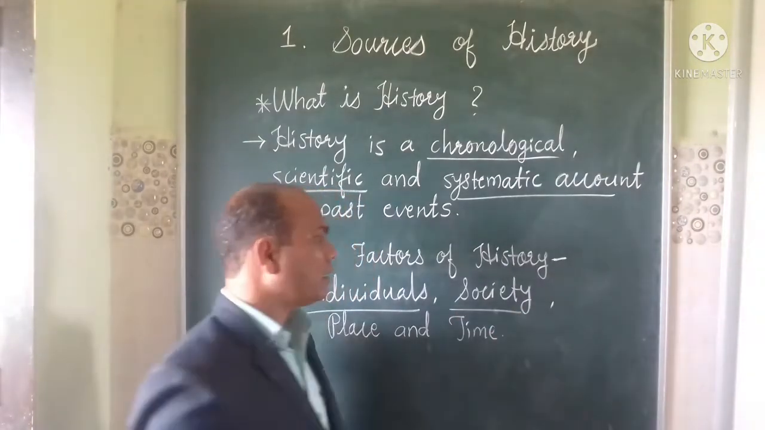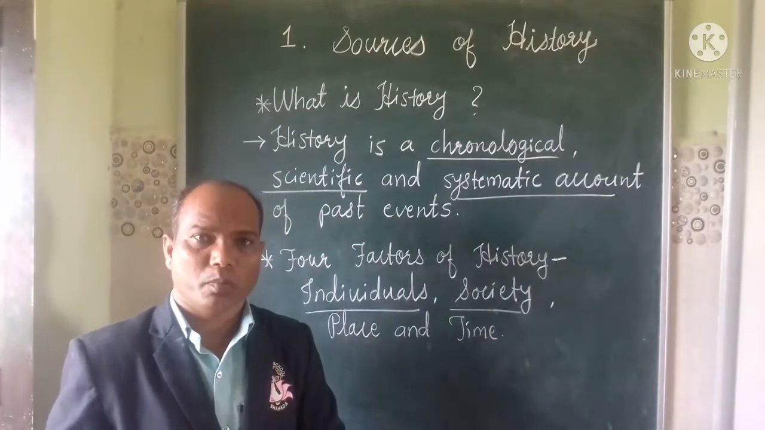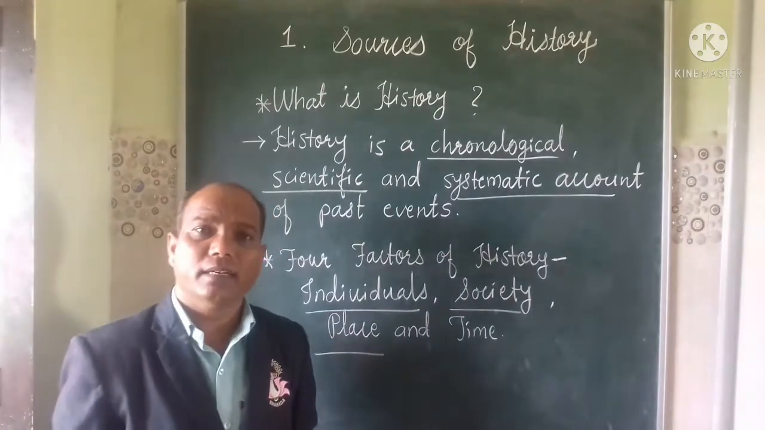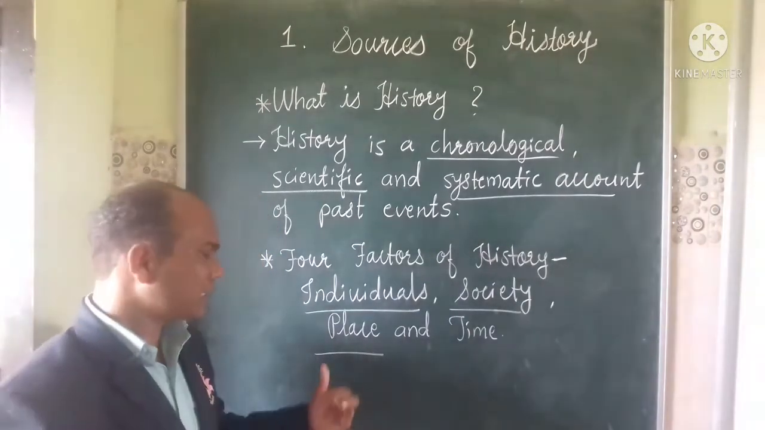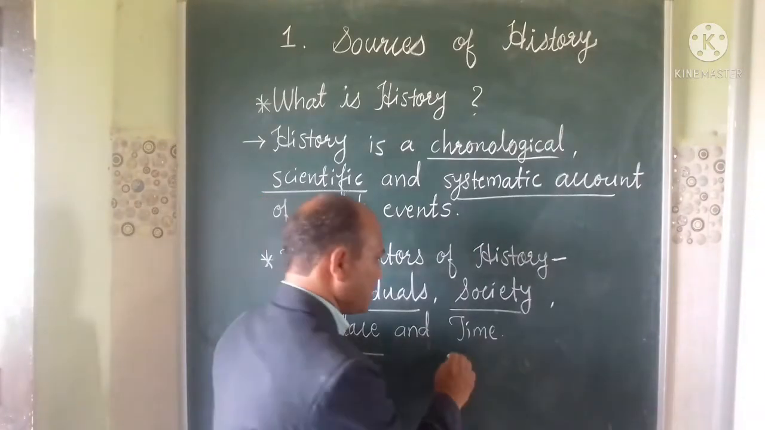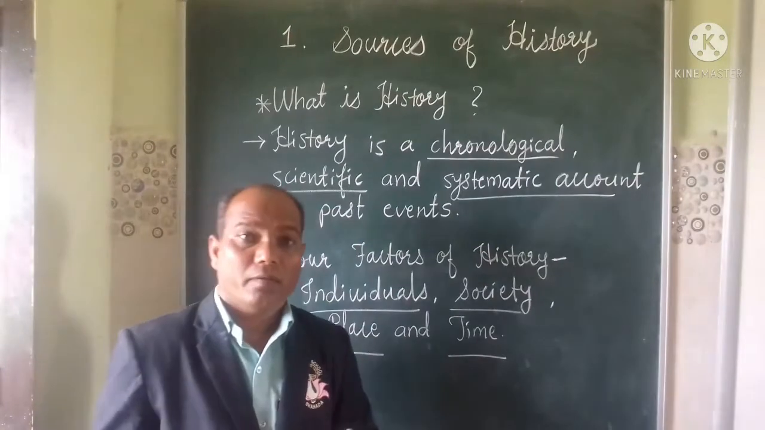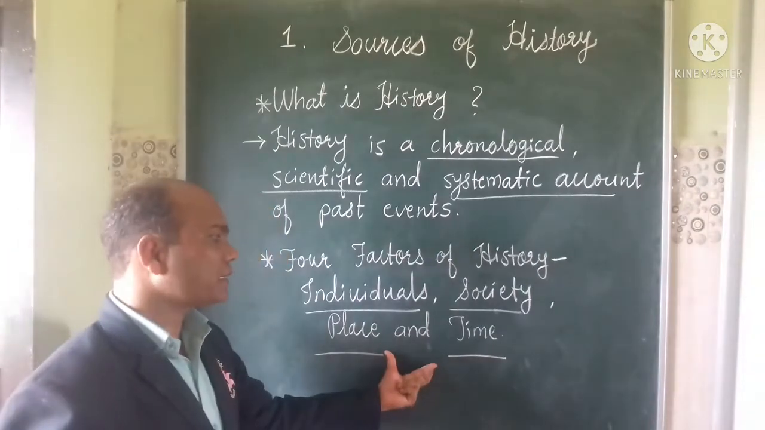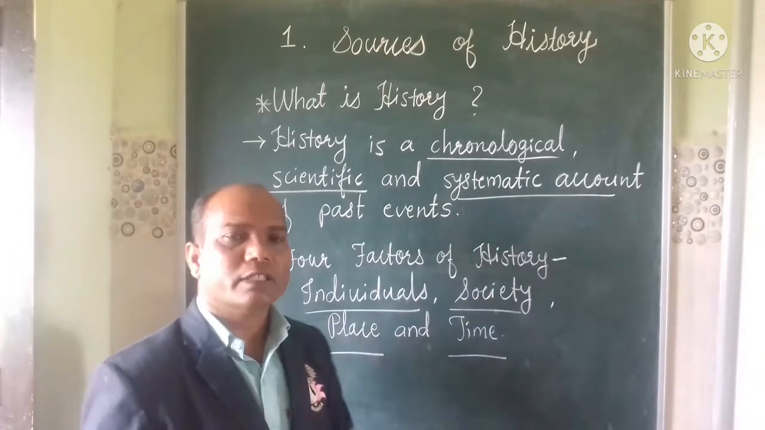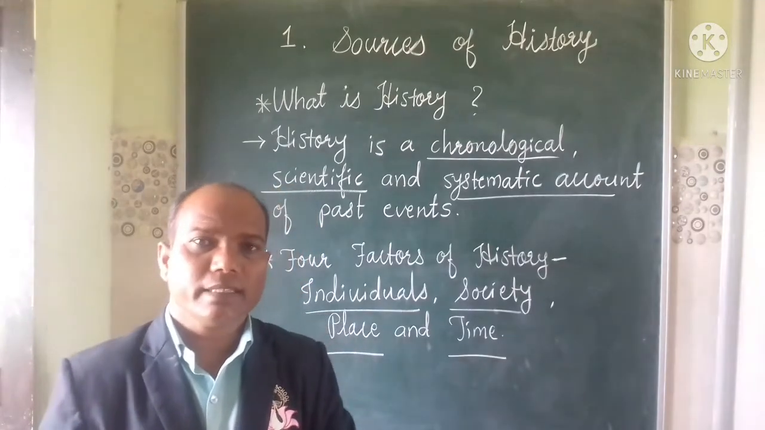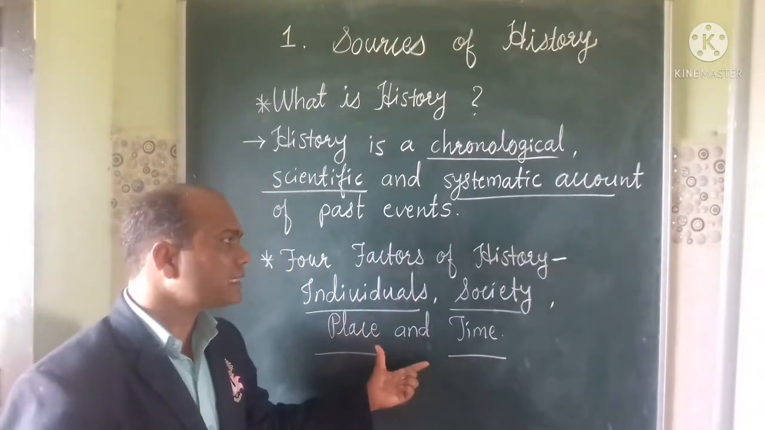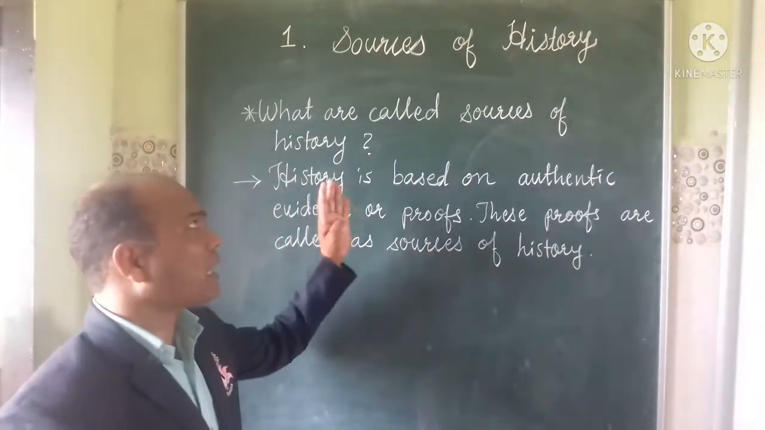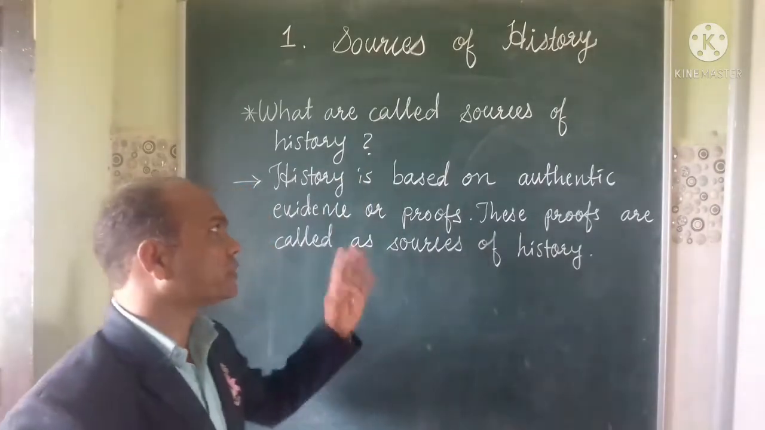Society: people who live in a group, that is the society. Next, place: where the event took place, that is also important. And the last one is time: when the event had happened. All these 4 factors are very important for studying history, and history is written on the basis of all these 4 factors. Now dear friends, let's understand what are called the sources of history.